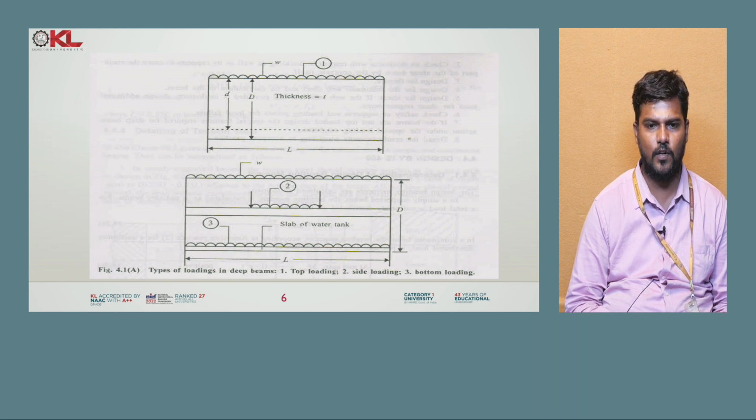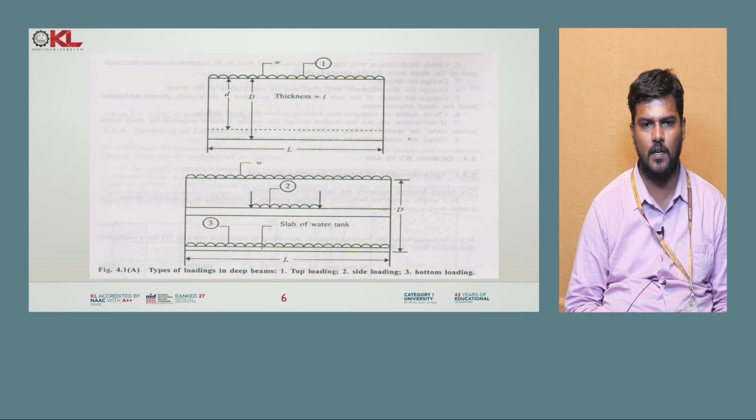If you take the types of loadings, the first figure shows the top loading, whereas the second one is called side loading. The same way, the third figure is nothing but a bottom loading. So top load is present at the top, the next one is the side loading, and the next one is the bottom loading. So these are the different types of loading in deep beams, either top loading, side loading or bottom loading. It will again depend upon the design considerations which we are following.